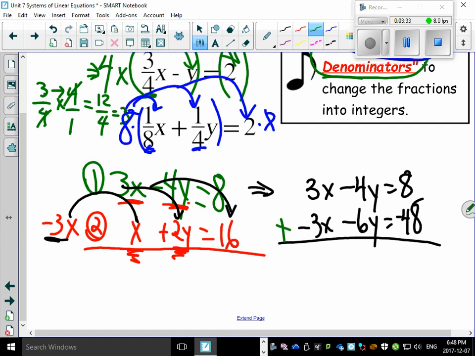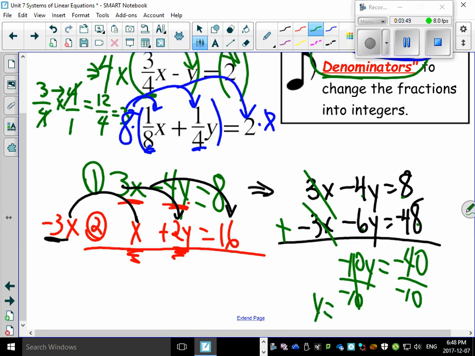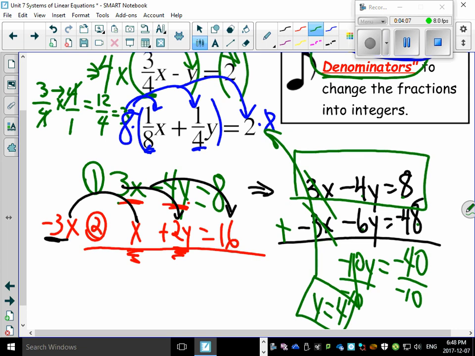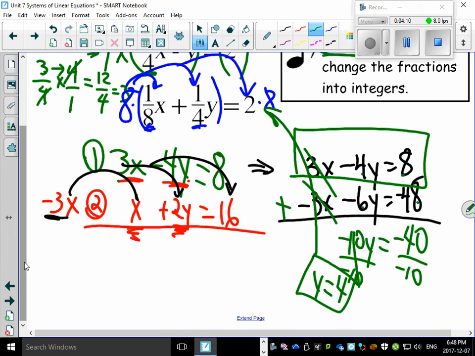Just add, canceling the x's, you've got -4 and -6 is minus 10y. You have 8 minus 48, which gives you minus 40. Check this out. Divide by -10, divide by -10, y equals 4. Wow, is that ever pretty? Now, I know what you want to do is substitute this back into one of the original equations. Yeah, go ahead, but I think that's a waste of time because you have really nice equations that don't have any fractions in them right there. So those are the ones that I would use right now.